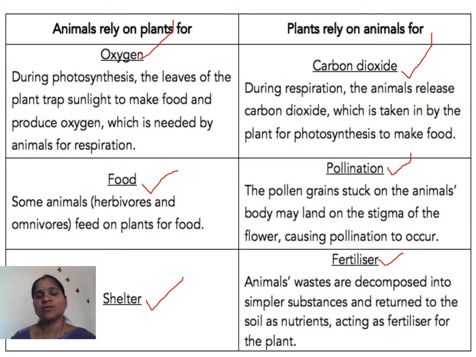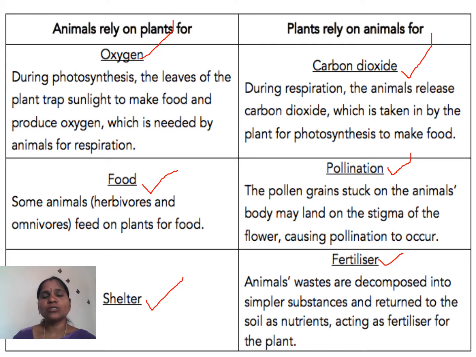In the photosynthesis process, all plants need carbon dioxide to make their own food. So where do the plants get that carbon dioxide? Carbon dioxide comes from the animals. During respiration the animals release carbon dioxide, which is taken by the plant for photosynthesis to make their own food.